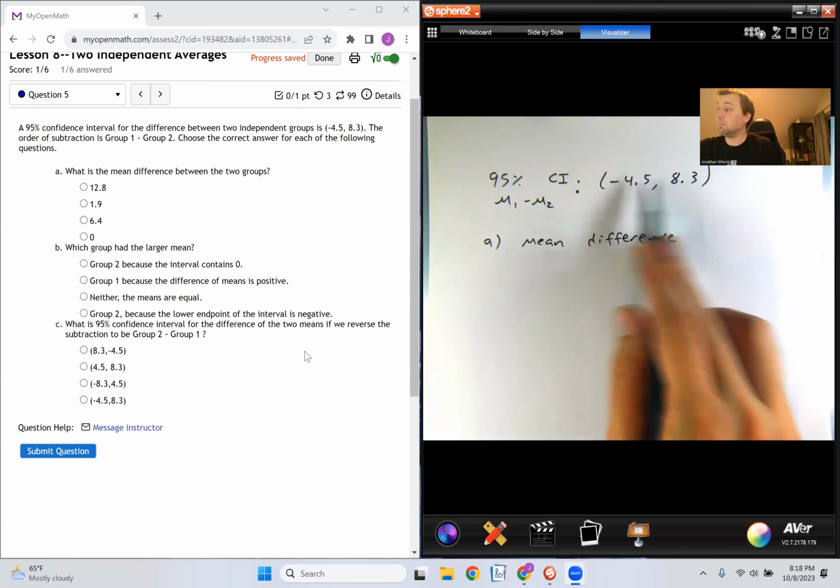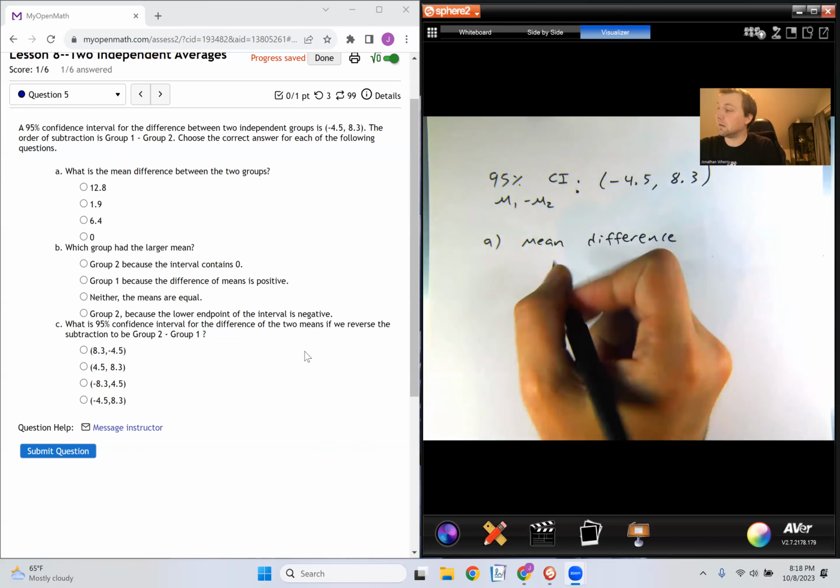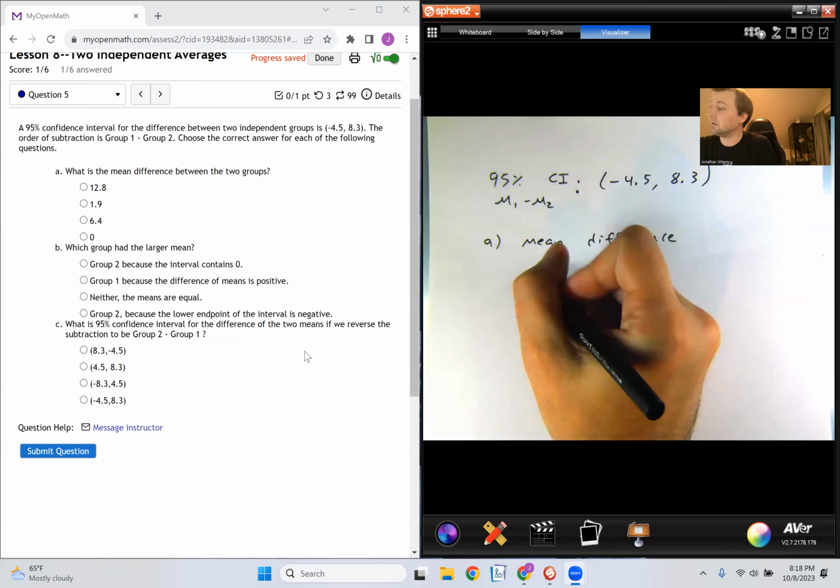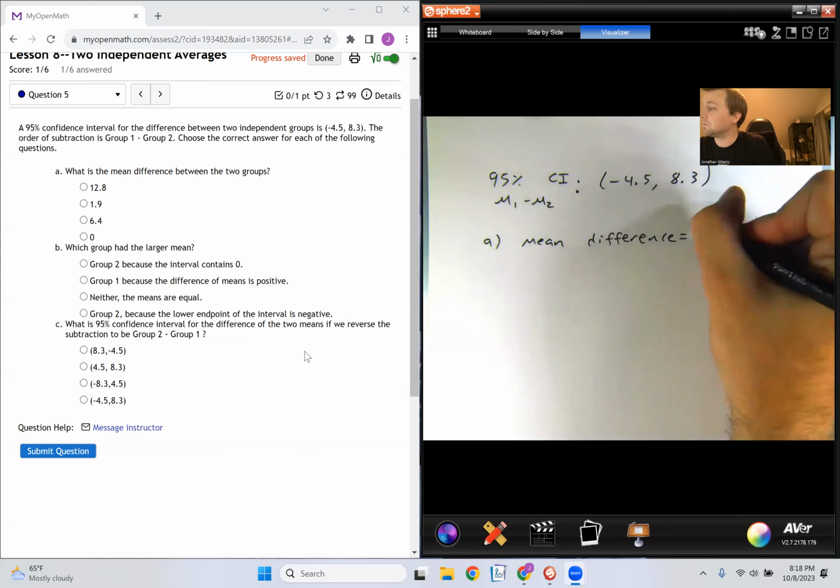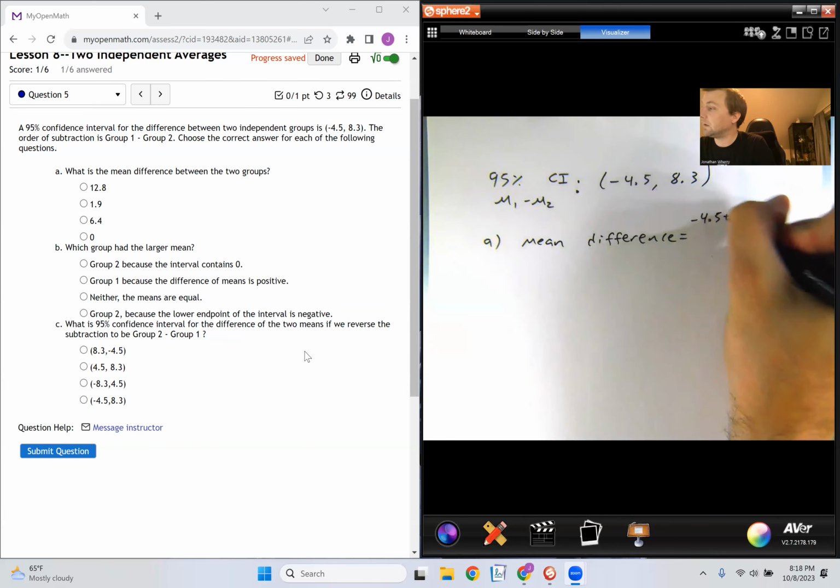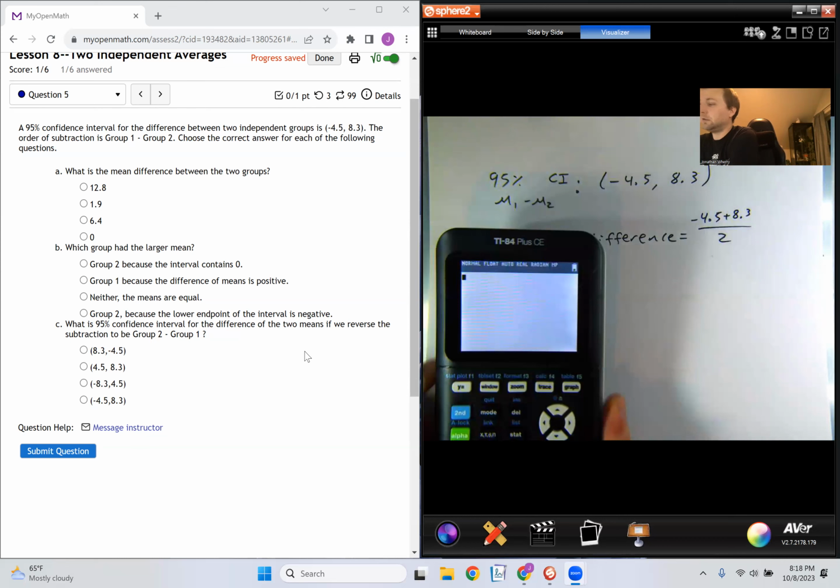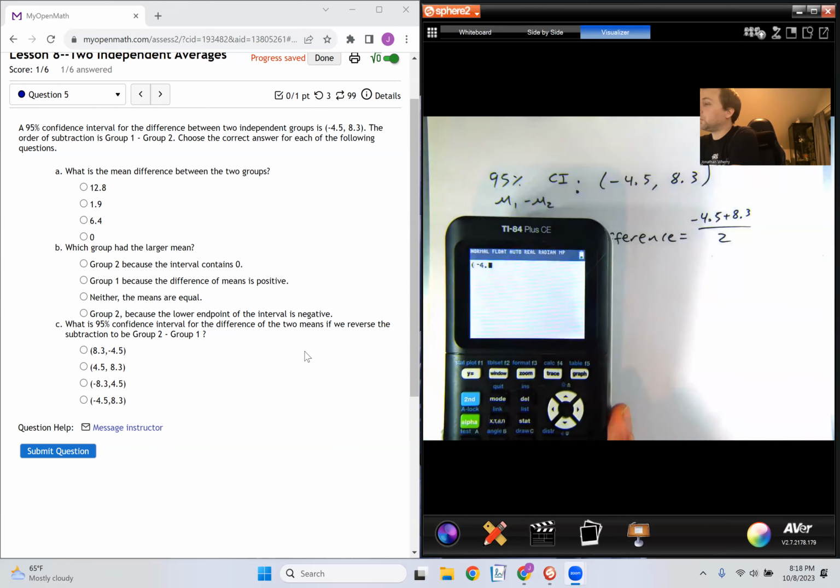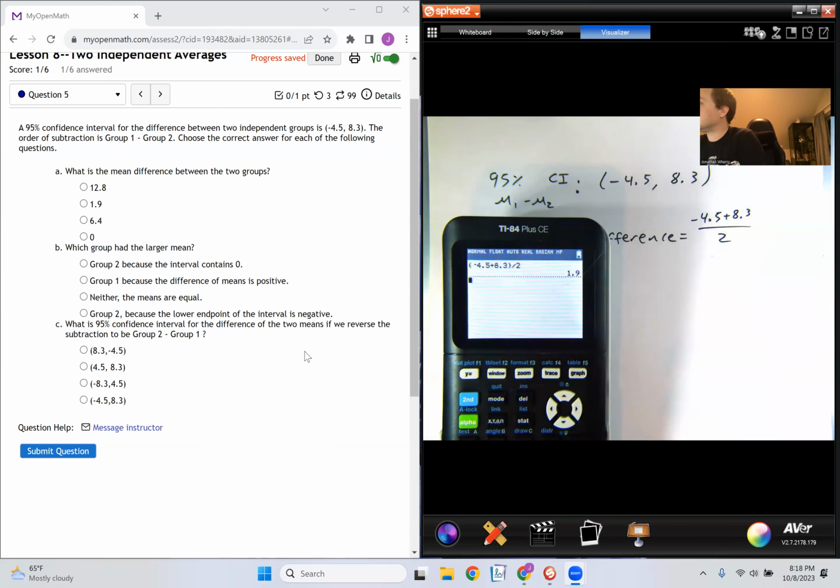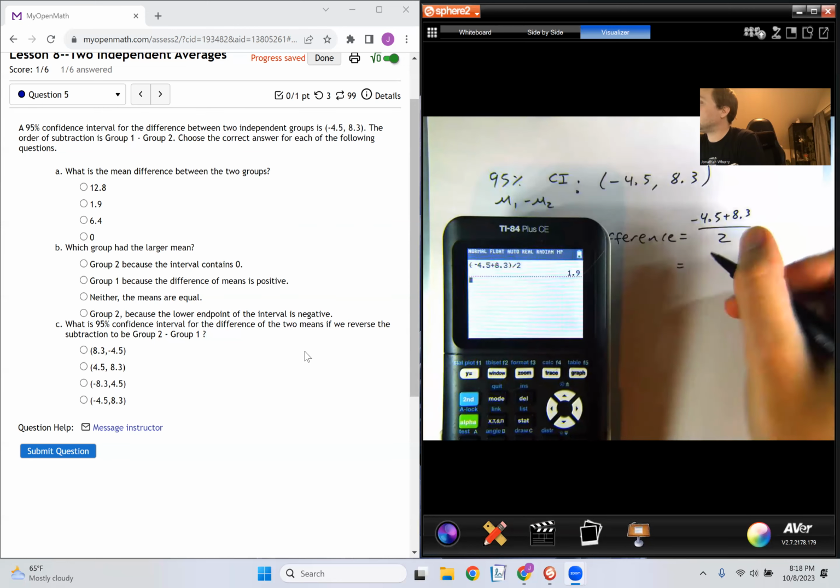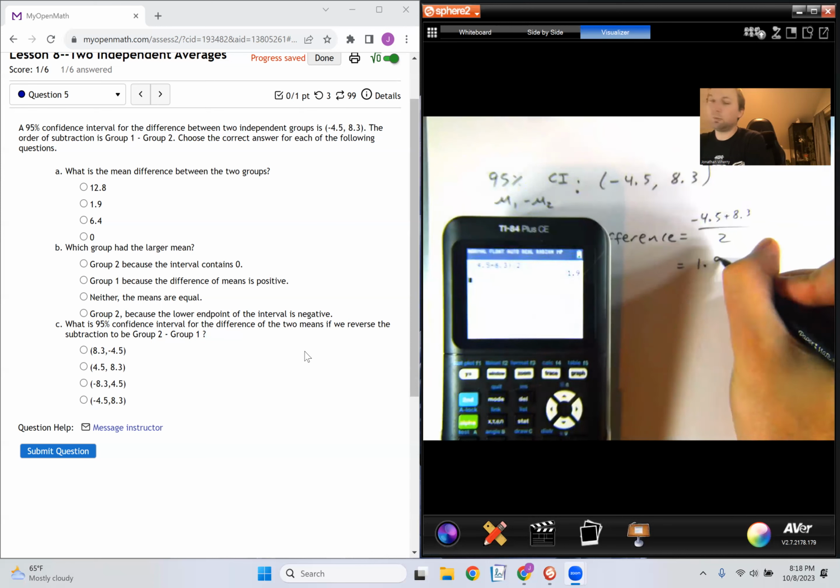And if I want to find the mean, or sort of the center of this thing, I could just add these two numbers together, negative 4.5 and 8.3, and divide by 2. I'm averaging out those two endpoints to find the center. And I'll use parentheses, negative 4.5 plus 8.3, divided by 2, gives me a difference of 1.9.